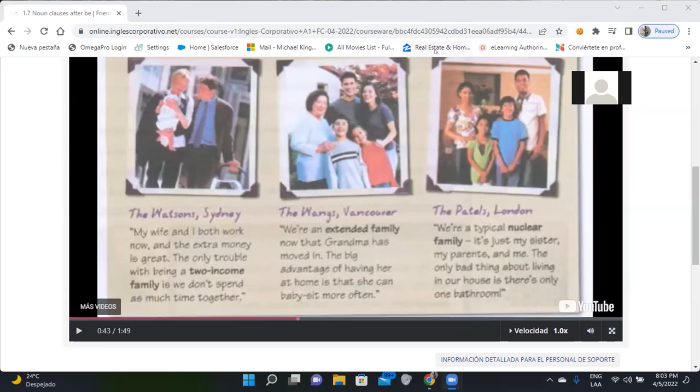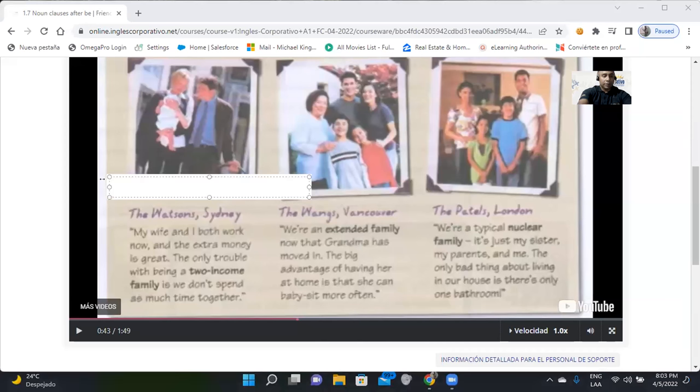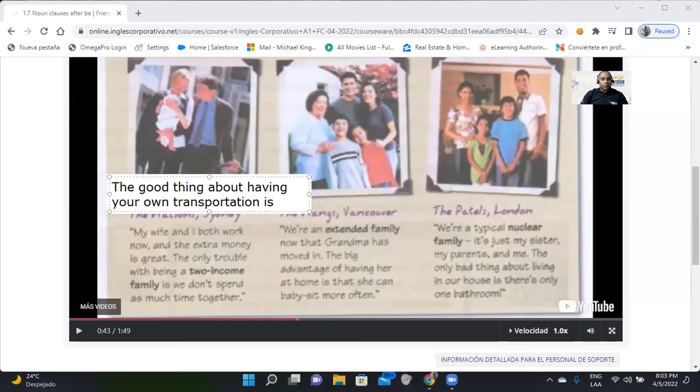So, I want you to analyze these examples, and we're going to review from yesterday's class. For example, if I say to you, the good thing about having your own transportation is, who can give me an example? The good thing about having your own transportation is, lo bueno de tener tu propia transportación es, what is the good thing?